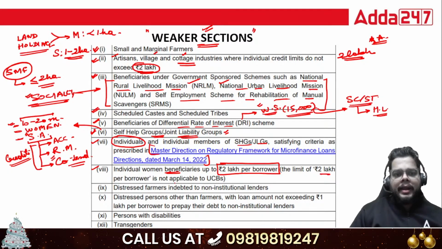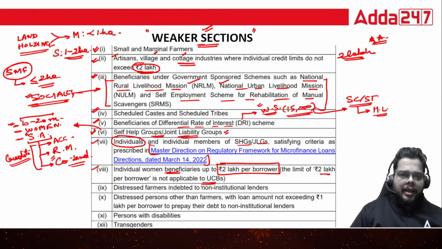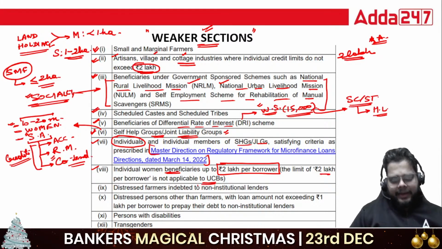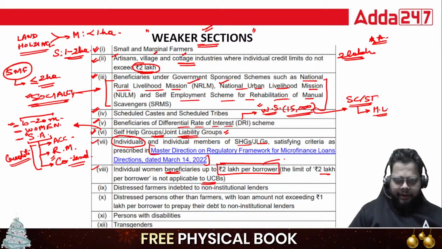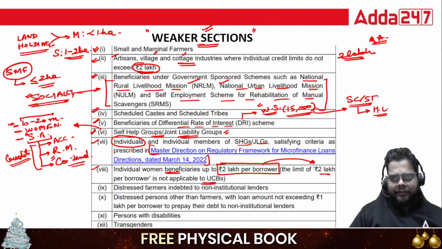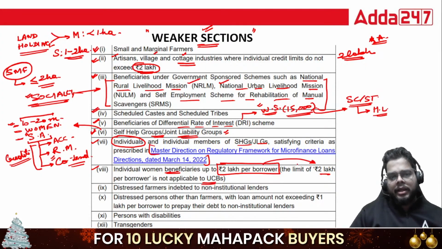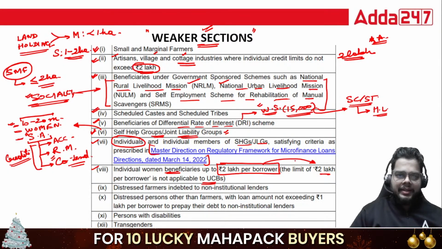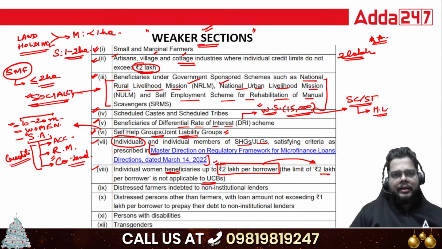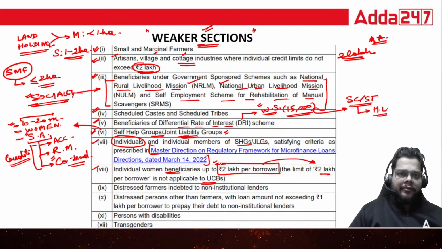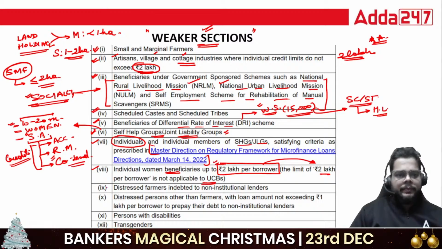The limit 2 lakh per borrower is not applicable to the urban cooperatives. So there is an exception for the UCBs, that we must remember that this limit is not applicable to the urban cooperatives. So if a female borrower is there, an individual female beneficiary who is having a loan up to 2 lakh per borrower, that particular individual will be categorized under the weaker section.